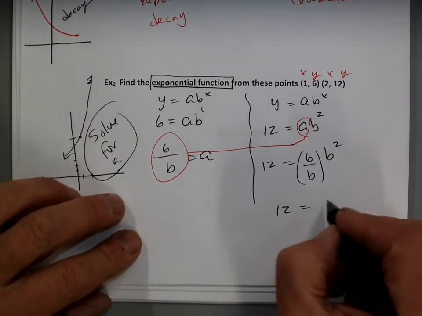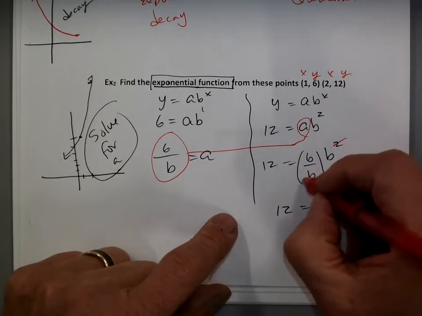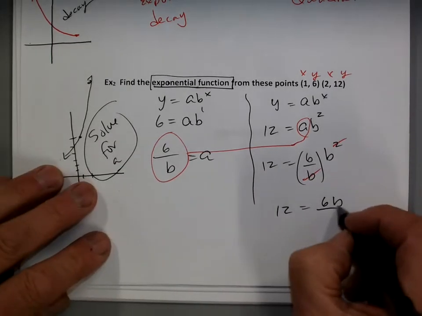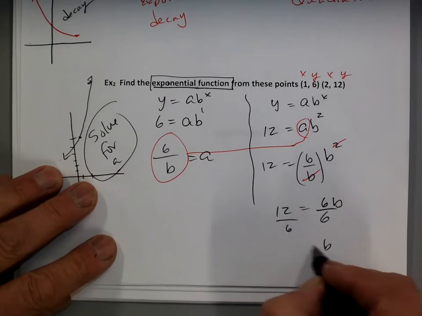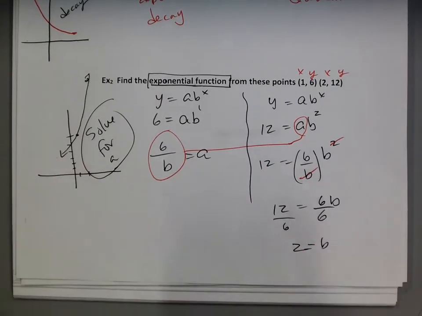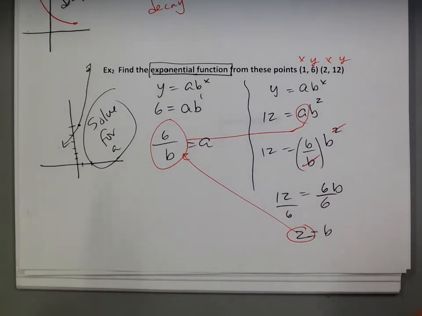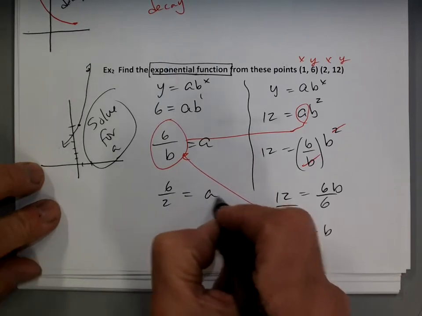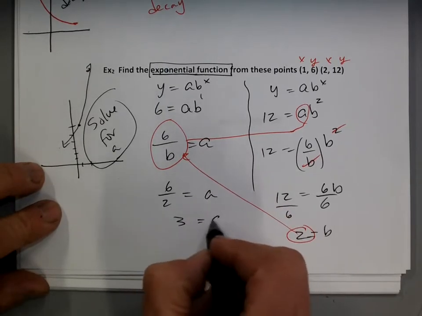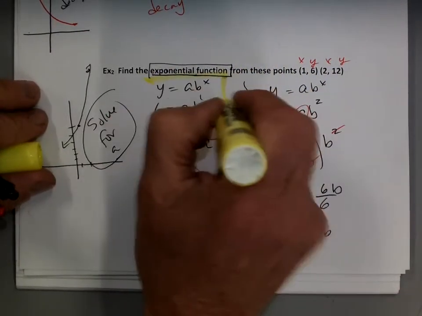I'm going to have 12 equals 6 over, well, let's see, b and b squared, right, is just 6b. Okay, and then divide by 6, divide by 6, and I get b is equal to 2. Now, if b is 2, I can then go back over here and substitute that in for this one. So it's substitution twice, okay? So then I've got 6 over 2 equals a, or a equals 3. Now, if I want to find the exponential equation, all right, let's go back to our exponential equation, exponential function, okay?